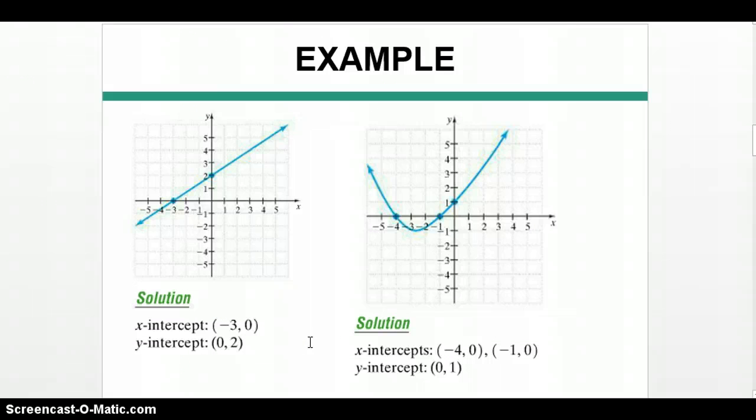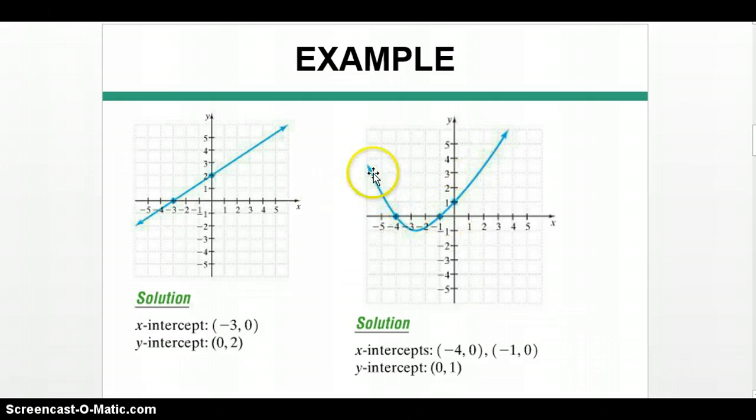Some examples. Look at these two graphs. In this graph, the graph crosses the x-axis at (-3, 0). This is the x-intercept. And the graph crosses the y-axis at 2. So the y-intercept is (0, 2).